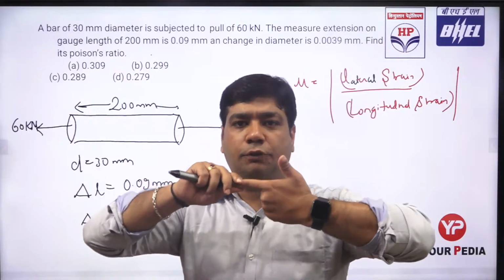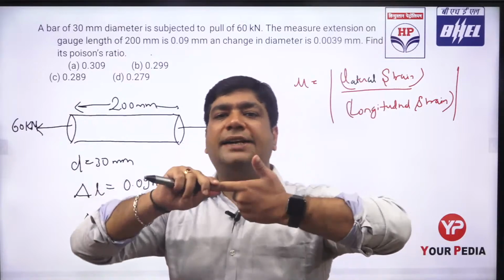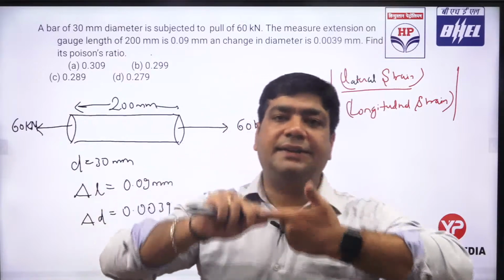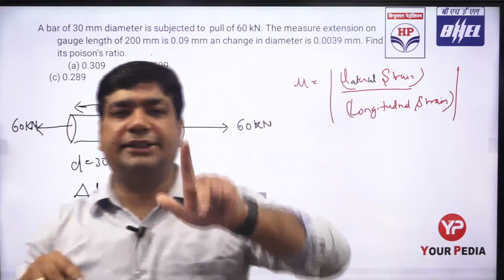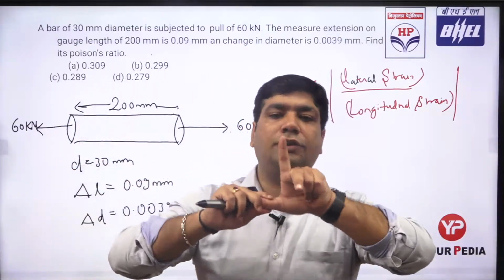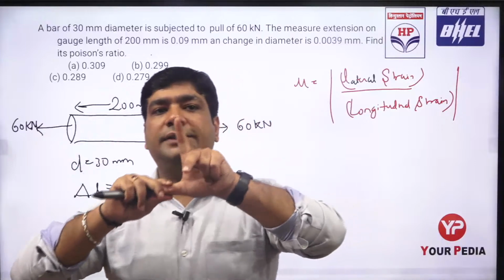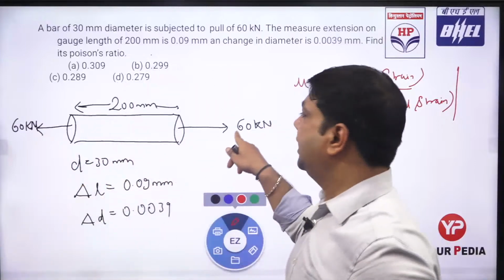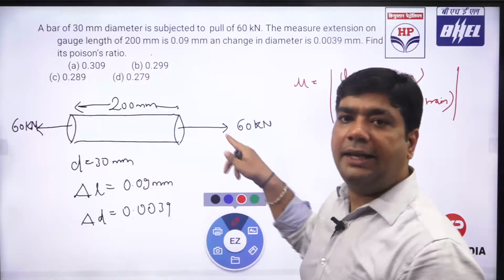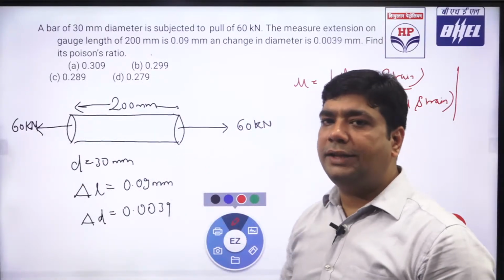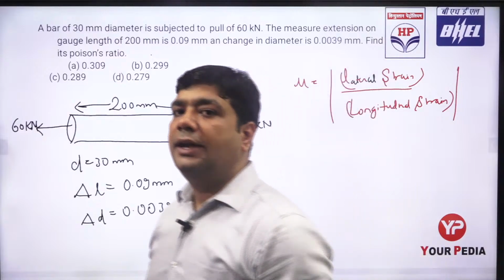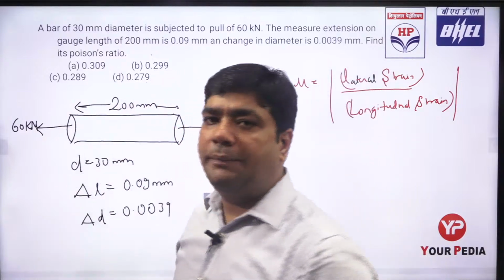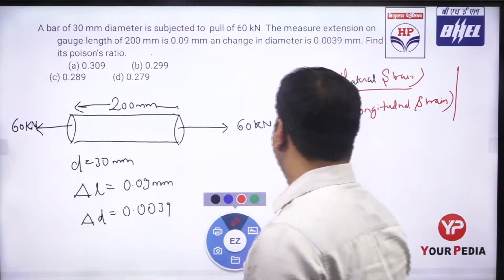If I am just applying the force along the y direction, y is known as the longitudinal direction, and the other two are known as lateral directions. Similarly, if I am applying the force along the z direction, then z is the longitudinal direction, and the other two are lateral directions. Similarly, for forces applied along the length of the member, the length of the member gives the longitudinal strain, whereas the diameter of the member gives the lateral strain.